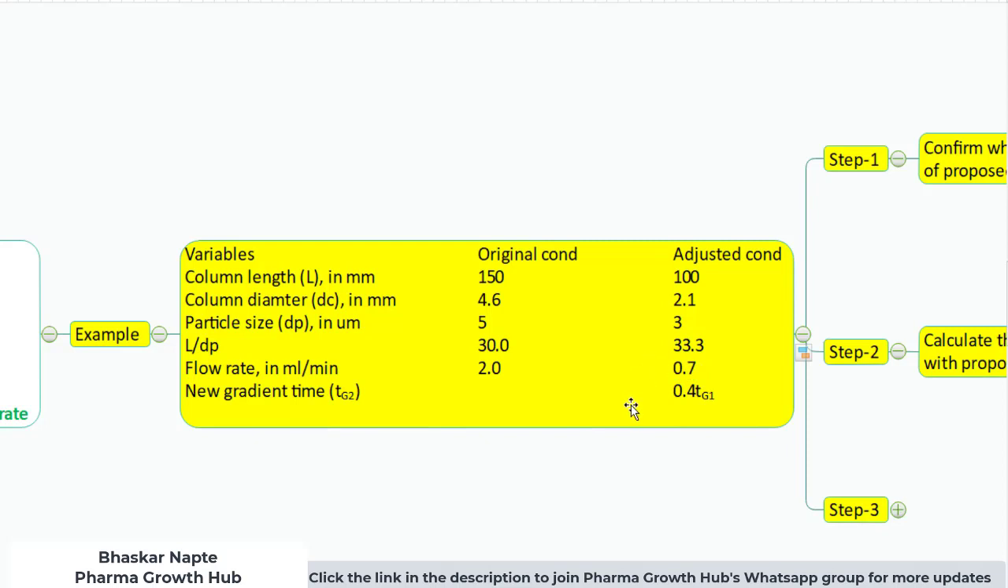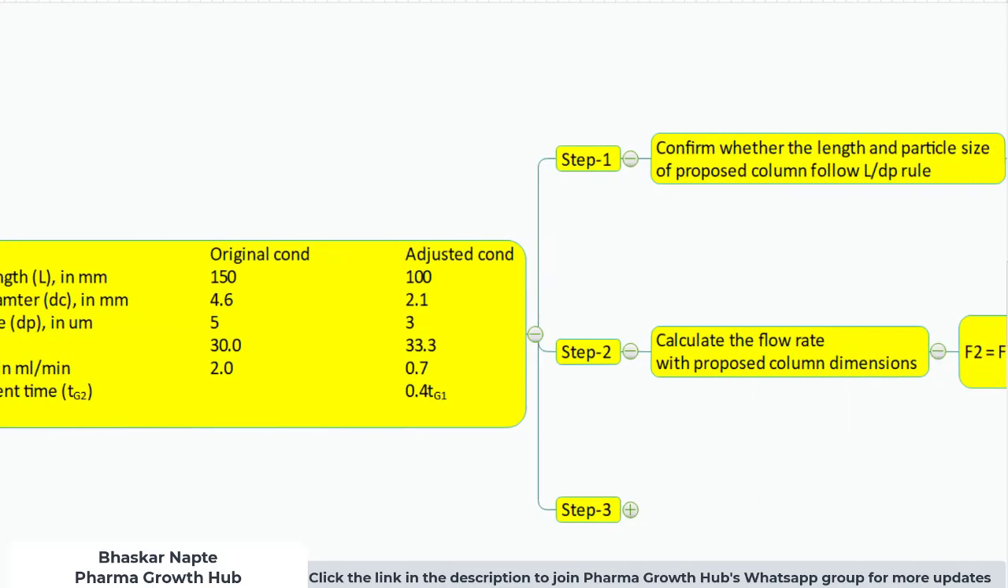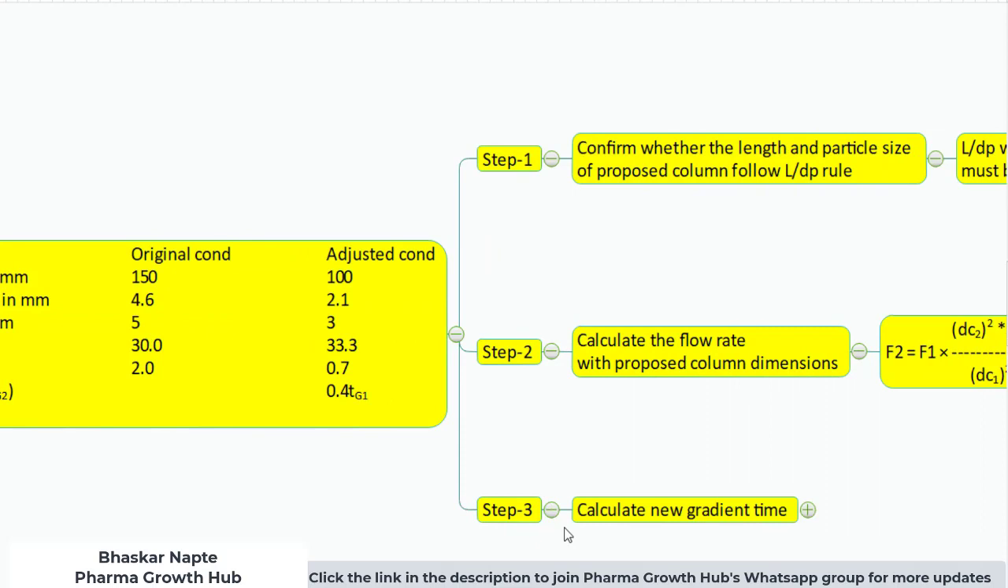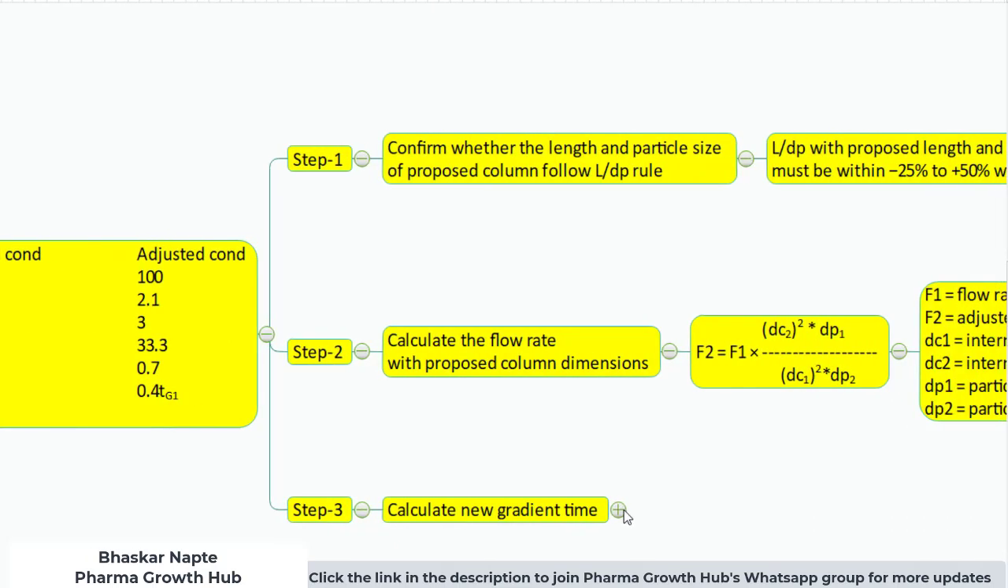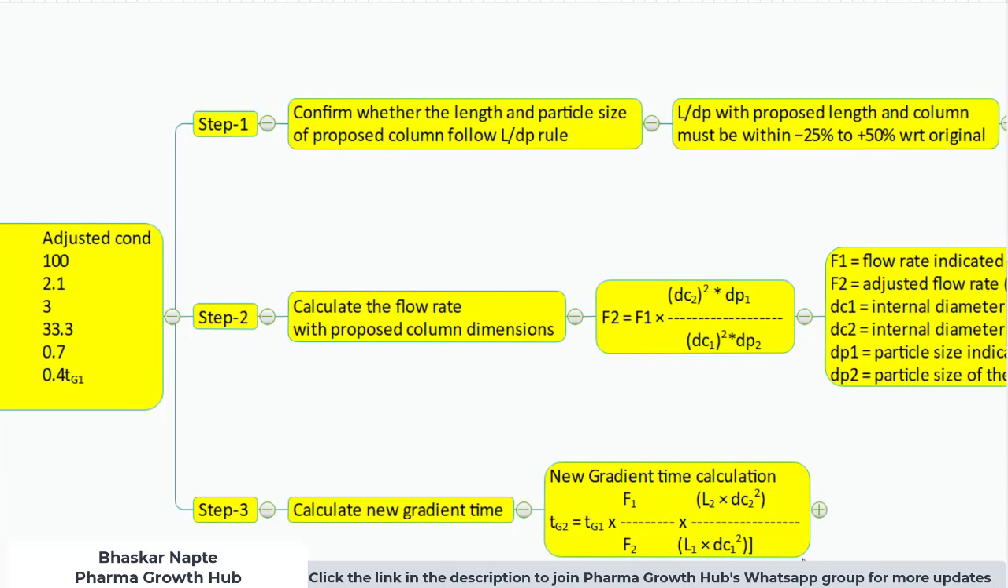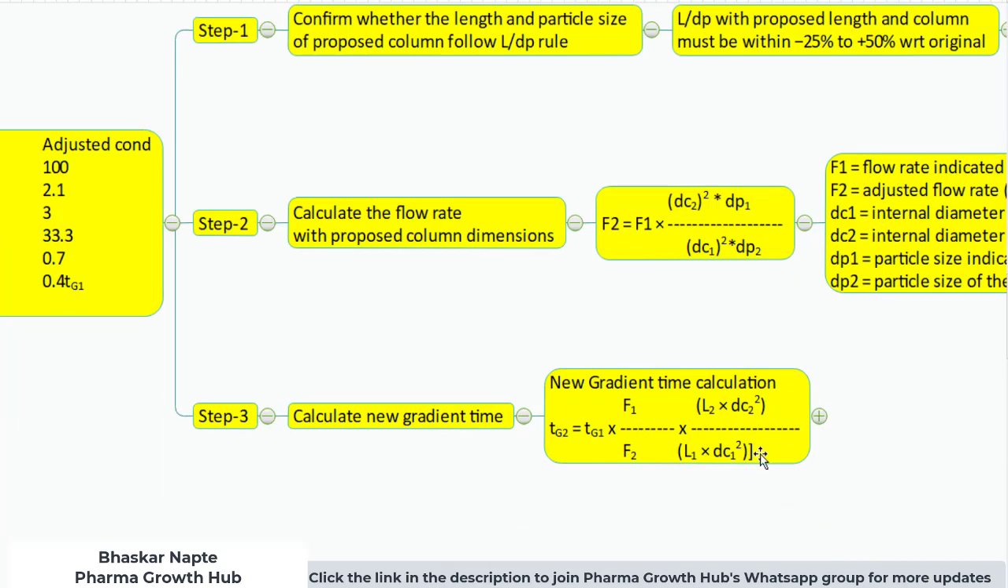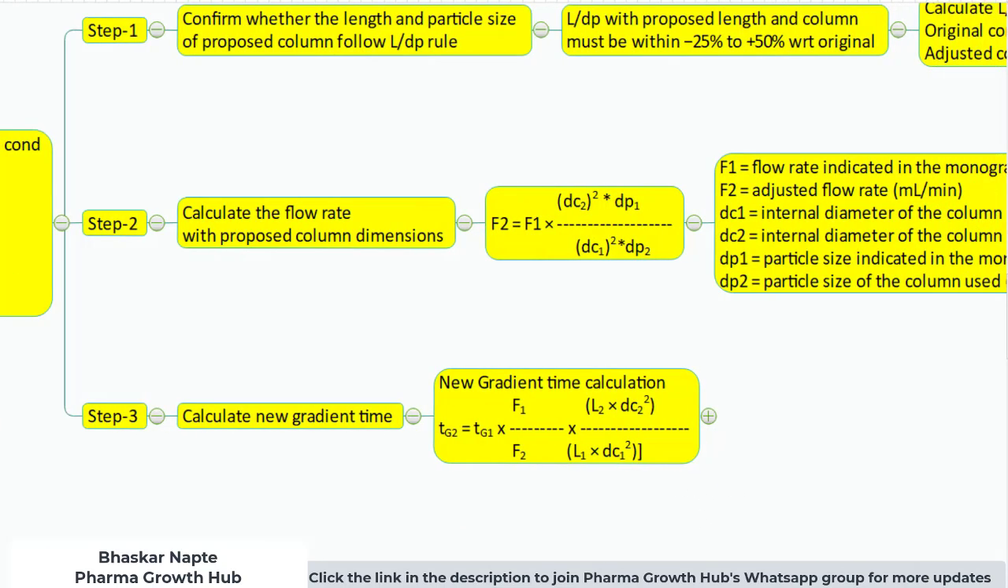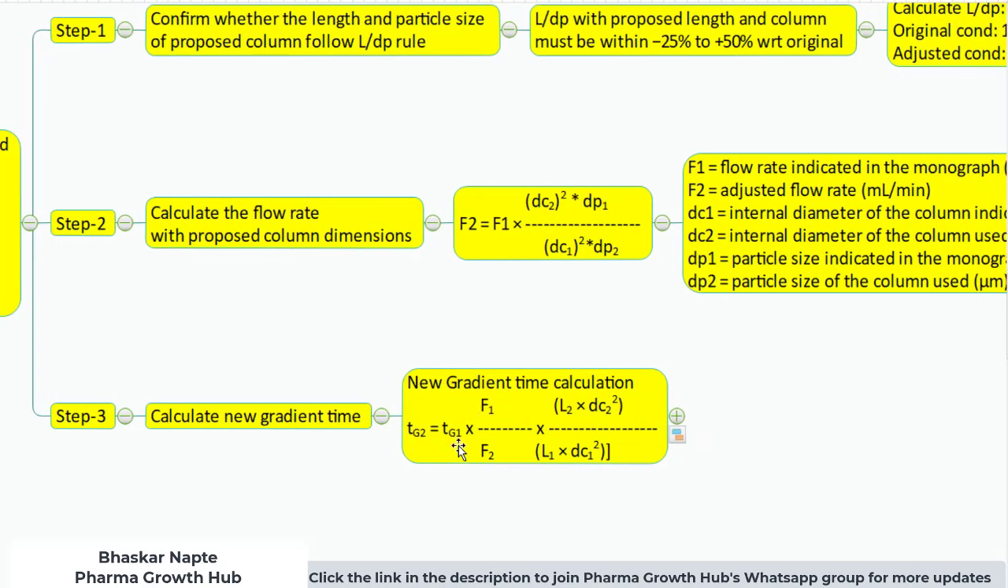Now I need to calculate, as the third step, the new gradient time, that is TG2. And this is the calculation formula for the new gradient time. TG2 can be calculated once you understand TG1, F1, F2, and L2, DC2 and L1, DC1.